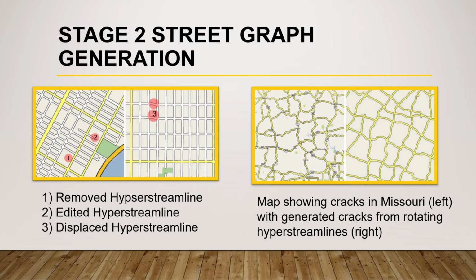We've simply removed it, so we just don't draw this tangent to this main road, and this main road is a tensor or eigenvector. We just don't draw that tangent, and as a result, we don't get this side street. Step 2 is we edit it. In this case, we just change the magnitude or the length of that tangent, or hyperstreamline, so that it's cut short. And step 3, we're displacing it.